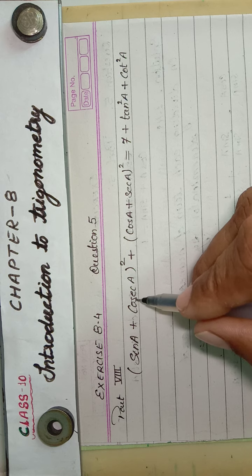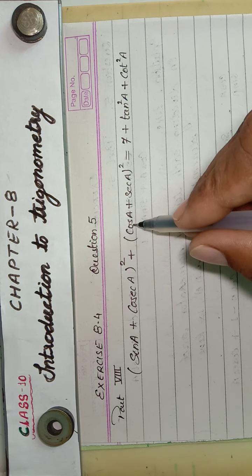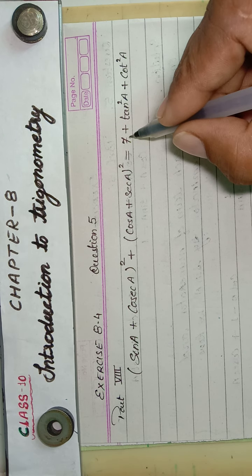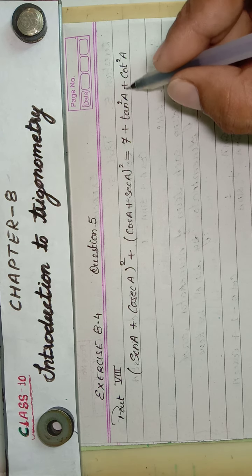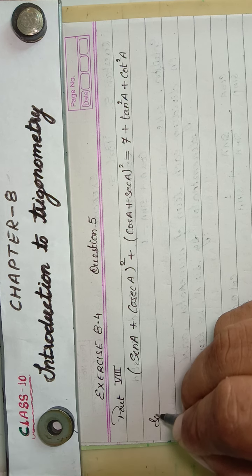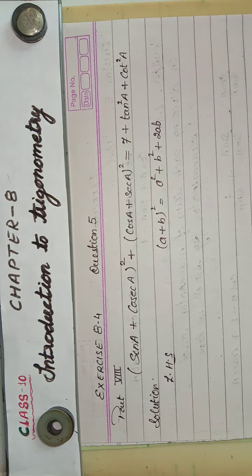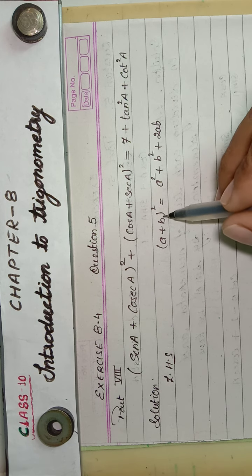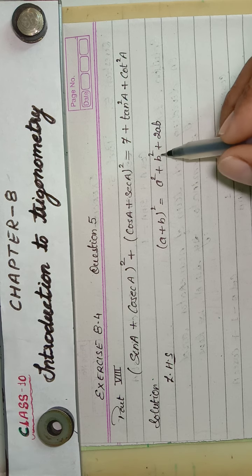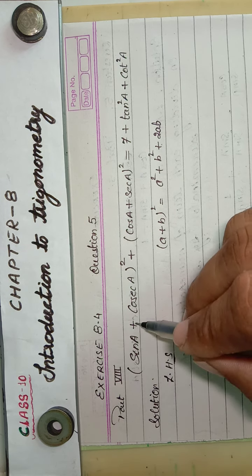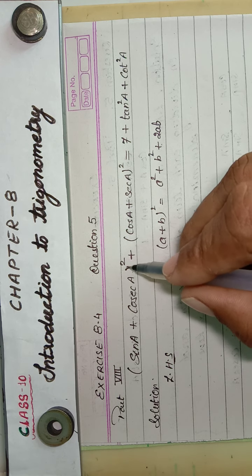(Sine a plus cosec a) whole square plus (cos a plus sec a) whole square, and we have to equalize this with 7 plus tan square a plus cot square a. As usual we solve it from the LHS side by using the formula (a plus b) whole square is equal to a square plus b square plus 2ab. You can see here sine theta plus cosec theta whole square.